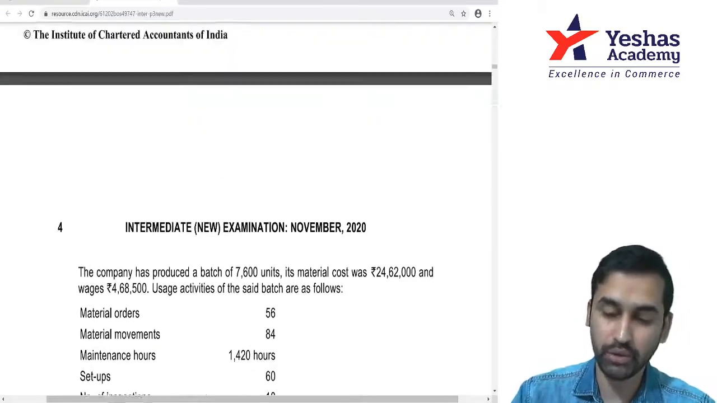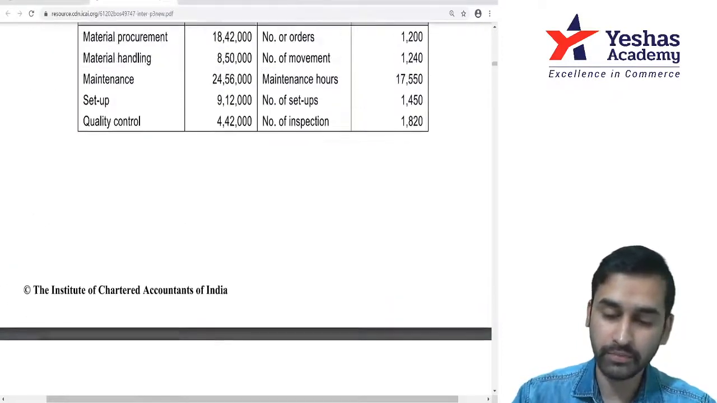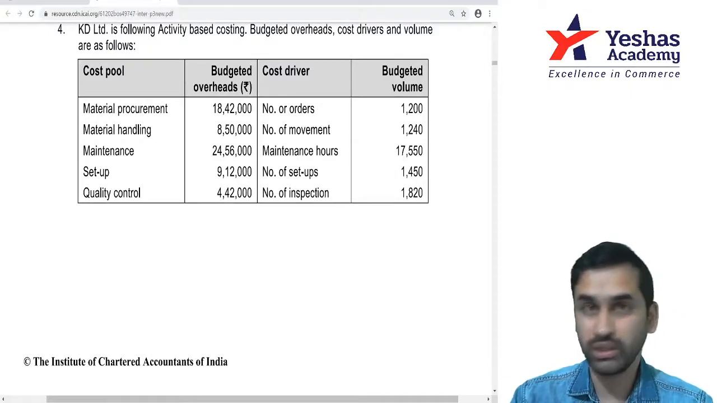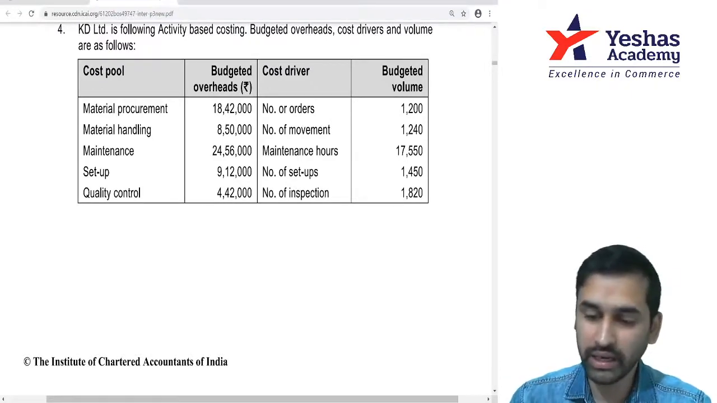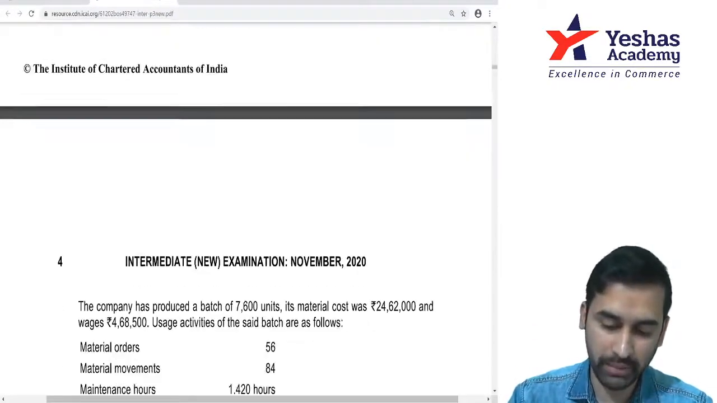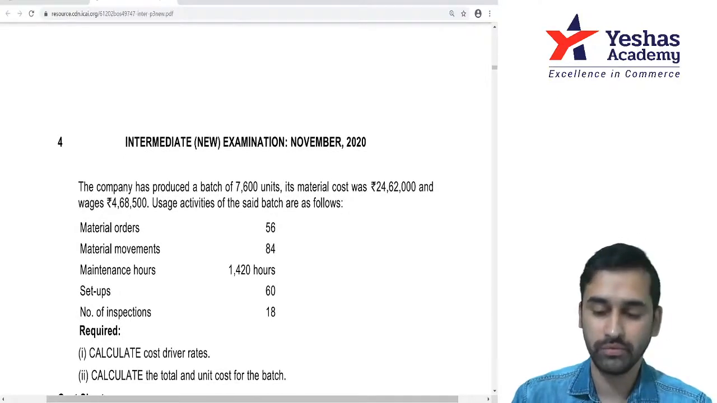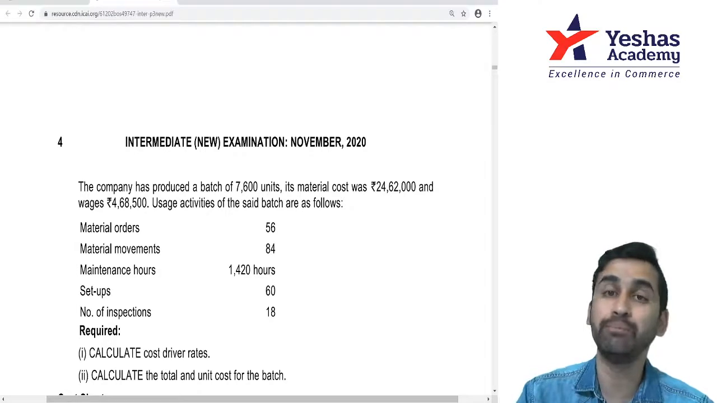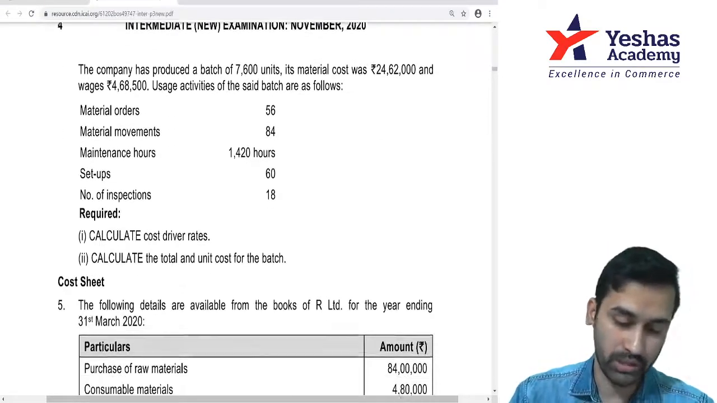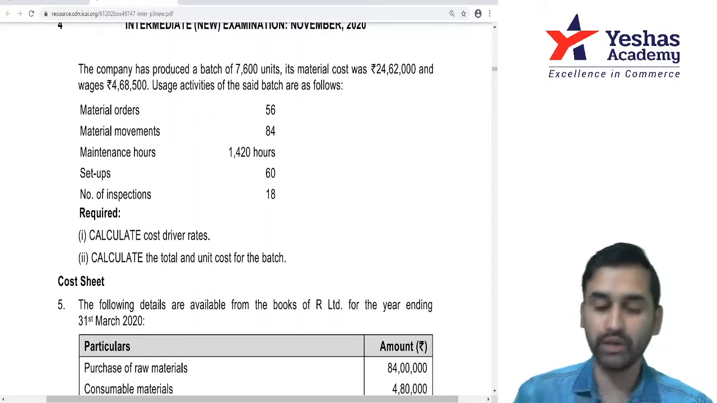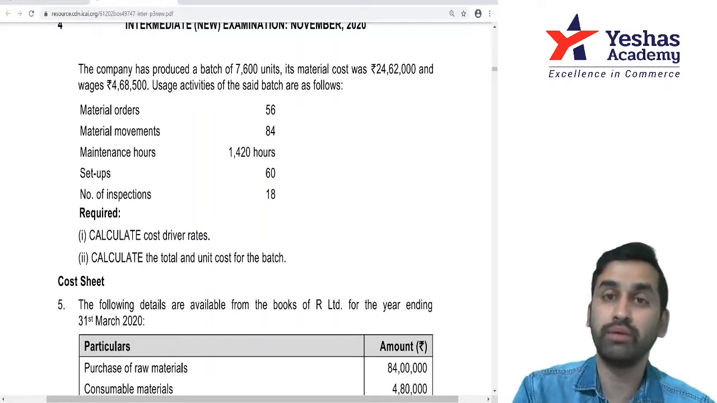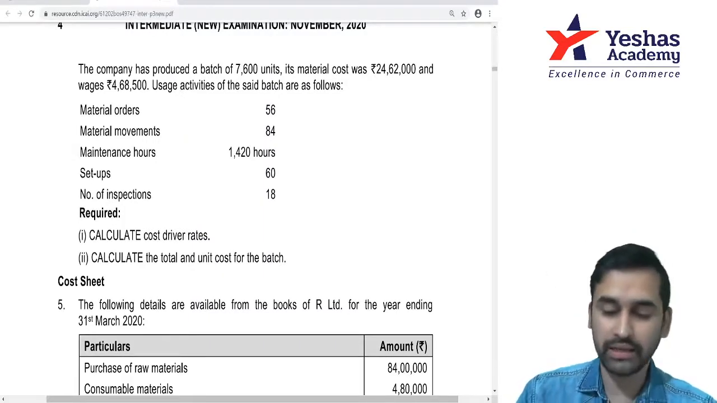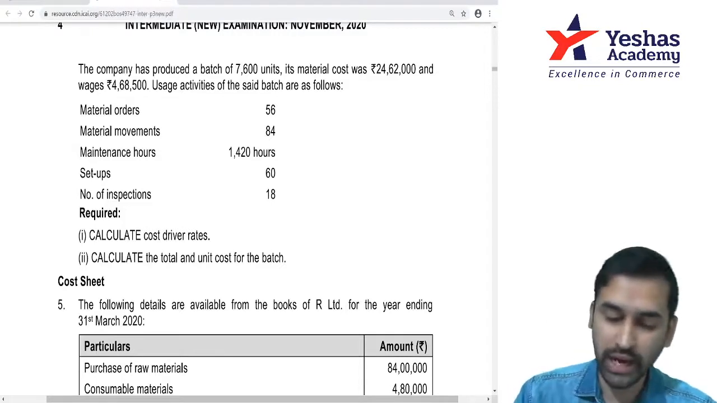So you just have to do here 18,42,000 divided by 1,200. You will get the cost driver rate, and that you should multiply by number of orders, 56. Same way second one 84, third one, fourth one, fifth one. Simple. What is the question? You are required to calculate cost driver rate. Basically they said working note 1, that we will anyway do. Second, calculate the total and unit cost.